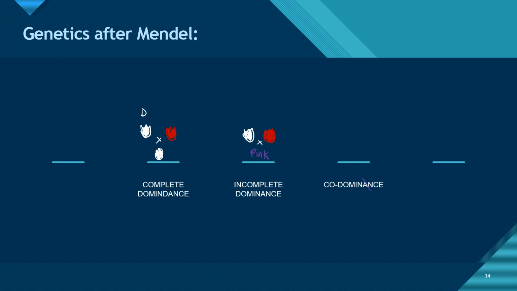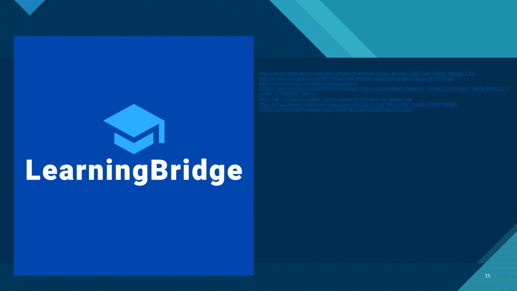Now codominance is when we have, again, a white flower and a red flower, and we cross them together, and it's going to give us a mix. So we can have like a half white, half red sort of flower. So it's sort of like a mix between the two. And that's sort of what those mean. And that's it for Introduction to Genetics.